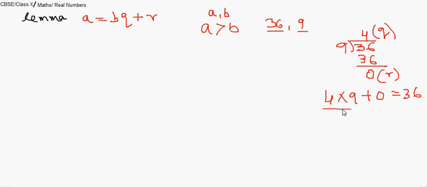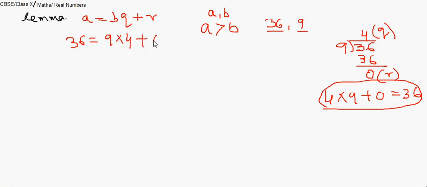The same thing is being represented here. Your A, that is the bigger number, that is 36, can be written in terms of B, that is 9, into 4. In that case, the remainder here is 0. You might get a remainder which is 1, 2 or so on. But there is a condition which restricts the remainder. Obviously, the remainder cannot be more than the divisor here.